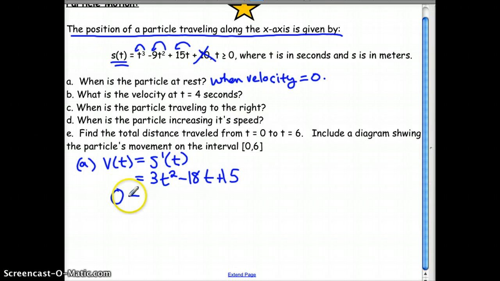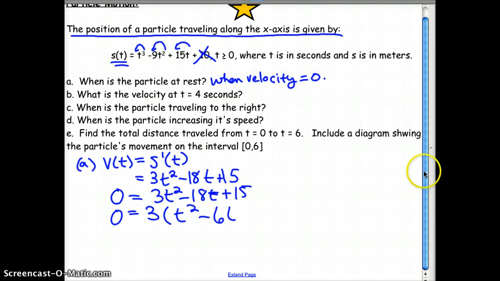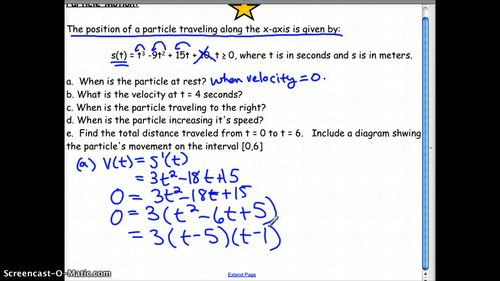Now I'm looking for when it's at rest. So I'm going to set that velocity equal to 0. And you can probably see, I hate t's. And now you're going to probably be able to see what's going to happen here. I'm going to factor 3 out, giving me t squared minus 6t plus 5. I'm going to factor the remaining quadratic into t minus 5 and t minus 1. And what this means is I have 2 times. At 5 seconds and 1 second is when the particle is at rest or not moving, or has a velocity of 0. So that's part A.